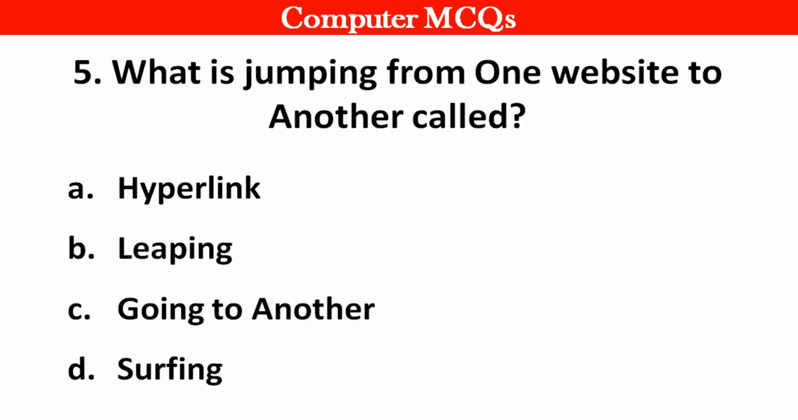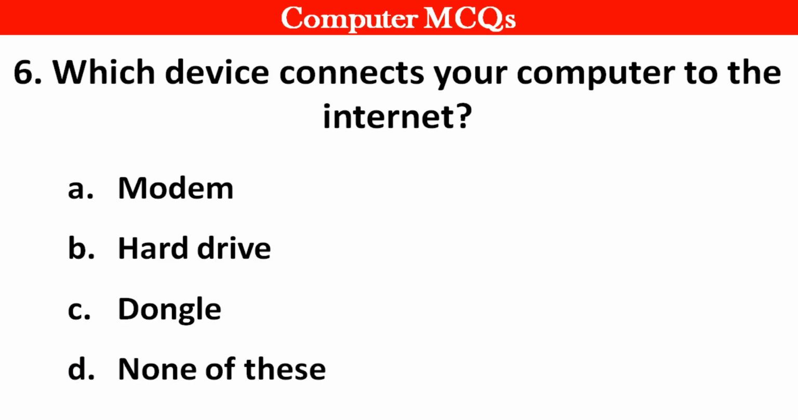Next question, what is jumping from one website to another called? Right answer is option D, surfing. Next question, which device connects your computer to the internet? Options: A, modem; B, hard drive; C, dongle; D, none of these. Right answer is option A, modem.